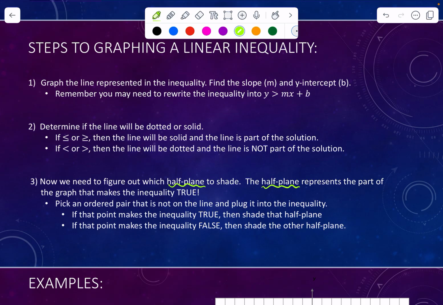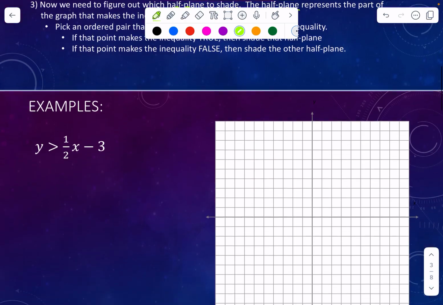So we can do this a couple different ways. The way I like to go with this is you pick an ordered pair that is not on the line and plug it into the inequality for x and y. If that point makes the inequality true, then you shade the half plane that contains that point. If the point makes the inequality false, then you shade the other part of the half plane. Okay, so here we go.